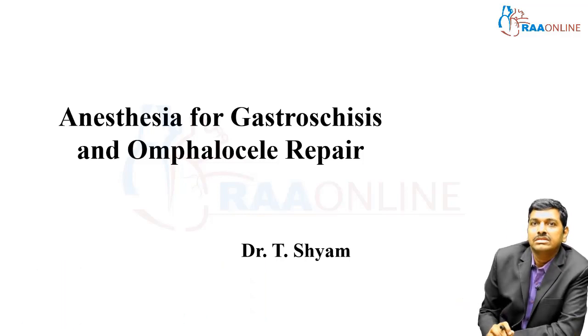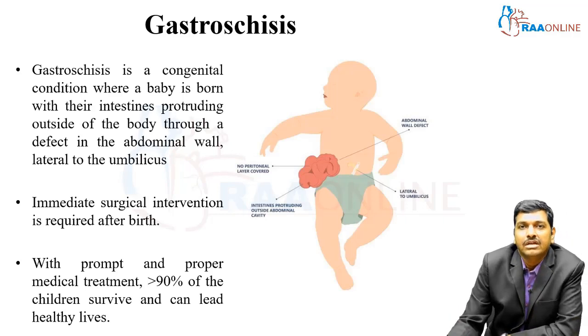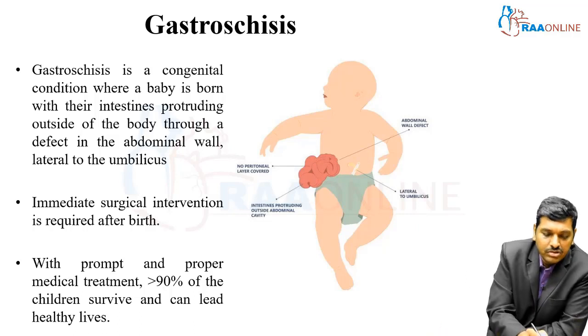So what are these conditions? These are basically congenital anomalies of the anterior abdominal wall. First we will talk about gastroschisis. Gastroschisis is a congenital condition where the baby is born with their intestines protruding outside the body through a defect in the anterior abdominal wall, which is lateral to the umbilicus.